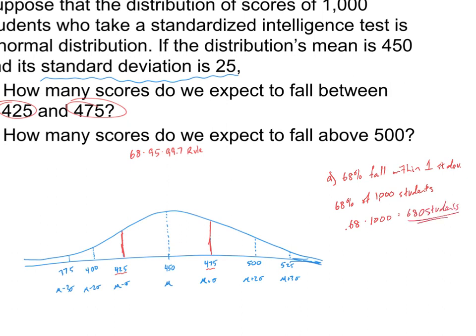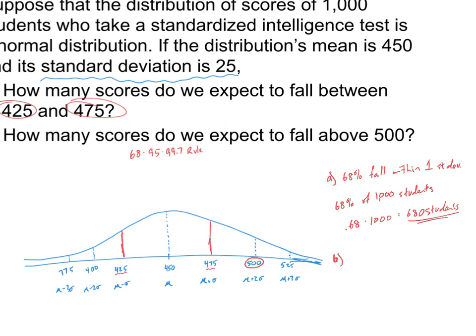Okay, so if the mean is 450 and the standard deviation is 25, we expect 680 of the students to have scored between 425 and 475. All right, part B. Oops, that's supposed to be a B. We'll make it a B like that. What about those really exceptional students? How many scores do we expect to fall above 500?